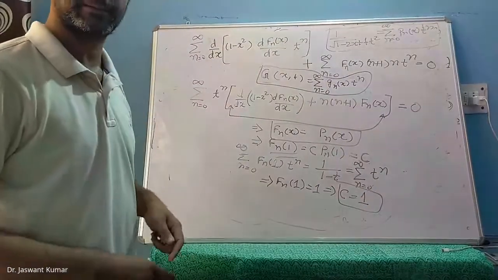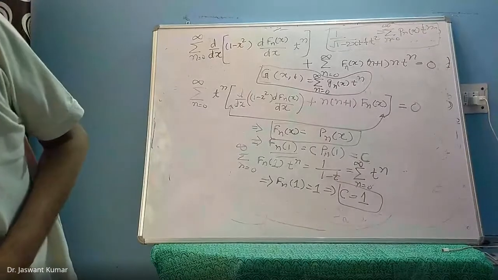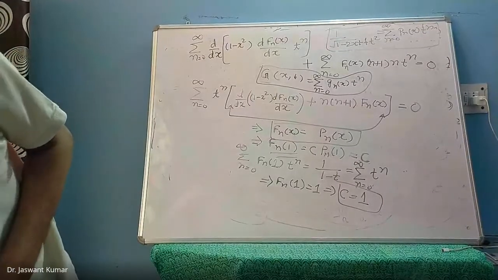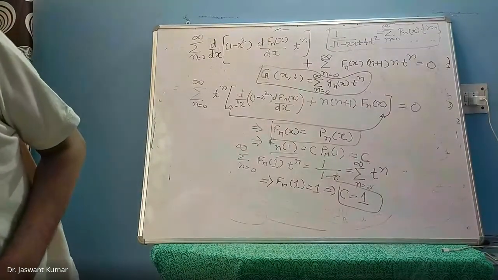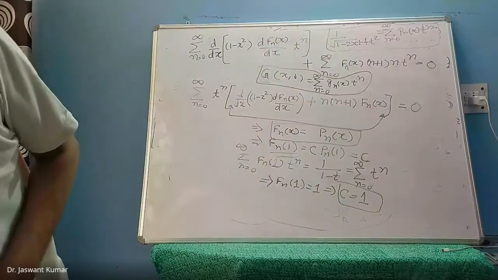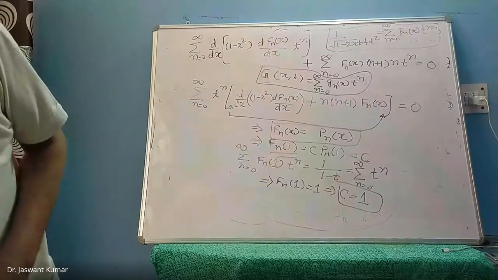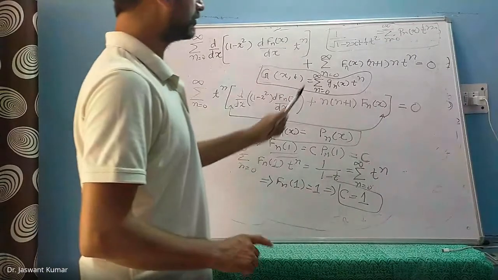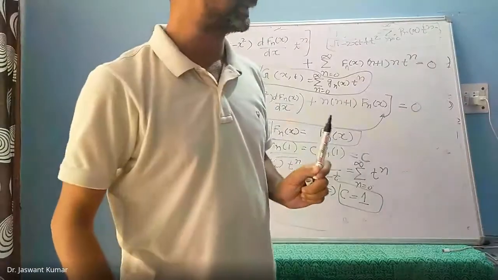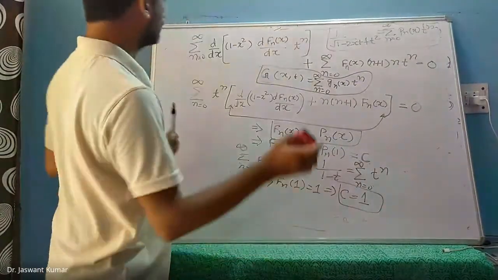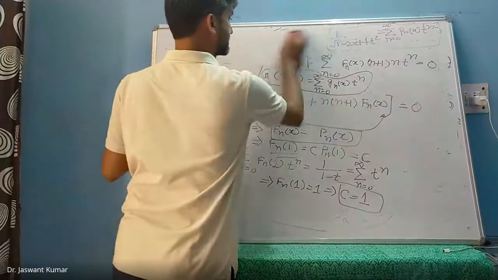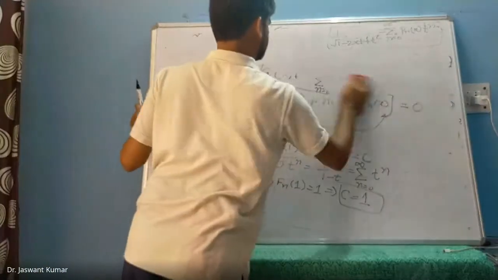Next topic. The place where we shall be using this is in the recursion relations. We will use these to get the recursion relations for Legendre polynomials, which is our next topic.